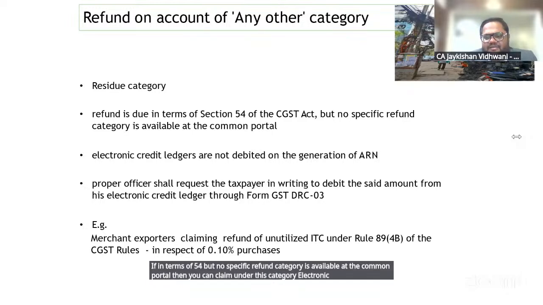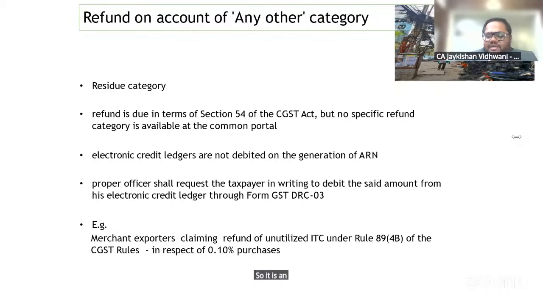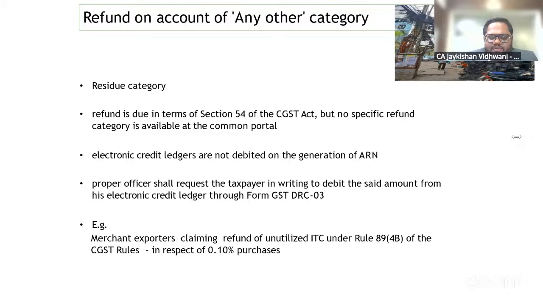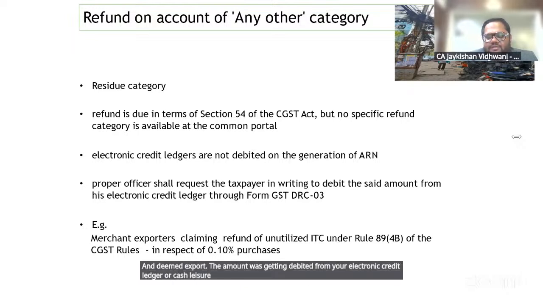The electronic credit ledger will not get debited at the time of generation of this ARN. It is important to note that in all the earlier categories, except supply to SEZ with payment of tax and deemed export, the amount was getting debited from your electronic credit ledger or cash ledger. So if you are claiming a refund of unutilized ITC for export of goods or inverted duty, the balance lying in your electronic credit ledger will get blocked.